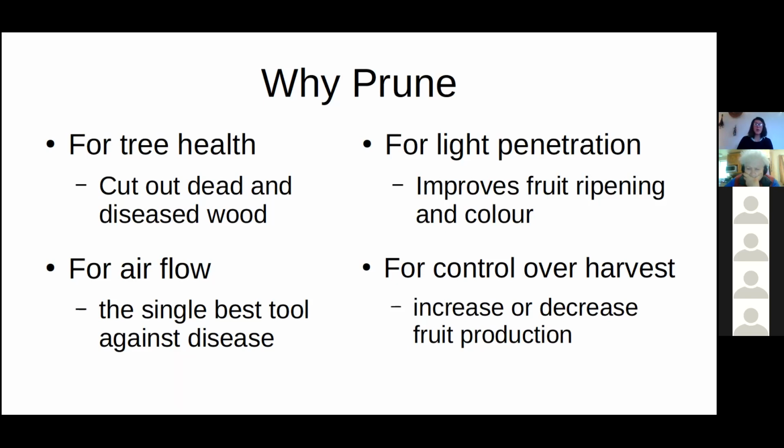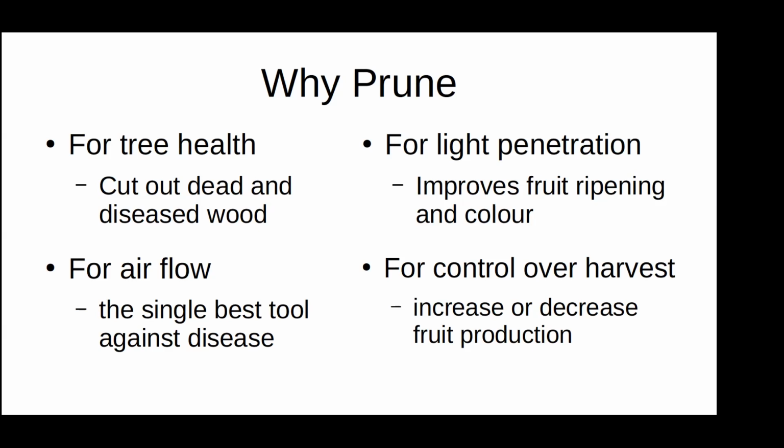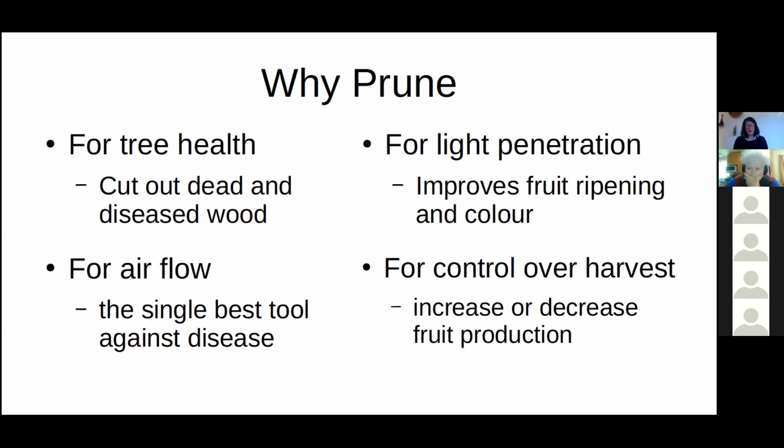So primarily, at the simplest level, you can prune for tree health. So you're going to cut out dead and diseased wood. And then you can prune for light penetration and disease prevention. So you can remove crossing branches that might overlap. You can thin branches out in order to improve airflow. And so, I say that that's the single best tool against disease.